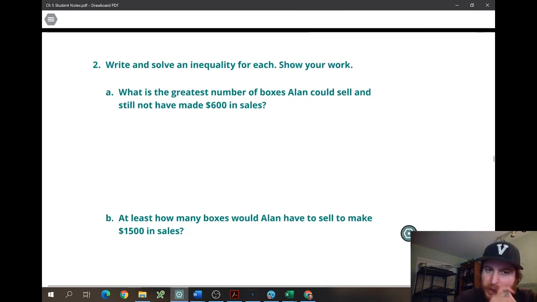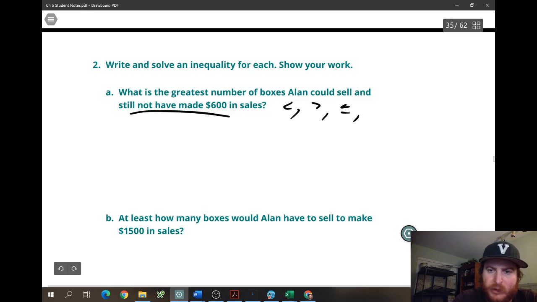So we're going to look at a few more like that. I'll skip through the work a little bit since we've done it a lot. What is the greatest number of boxes Alan could sell and still not have made $600? This is another kind of tricky word. What do we think? Does this mean less than, greater than, less than or equal to, or greater than or equal to? Try to think about that on your own.